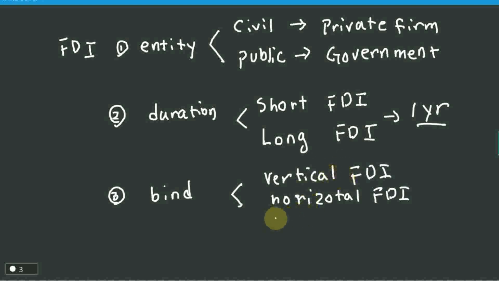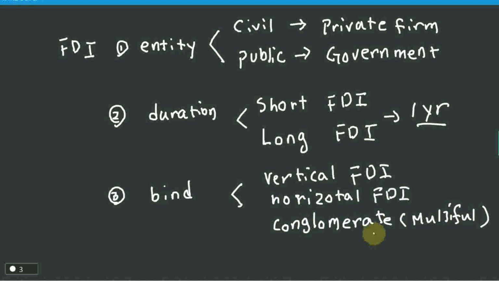Conglomerate is manifold, multiple. I can tell it as multiple. So we call another word conglomerate. Another meaning, multiple FDI. So this meaning is very important.